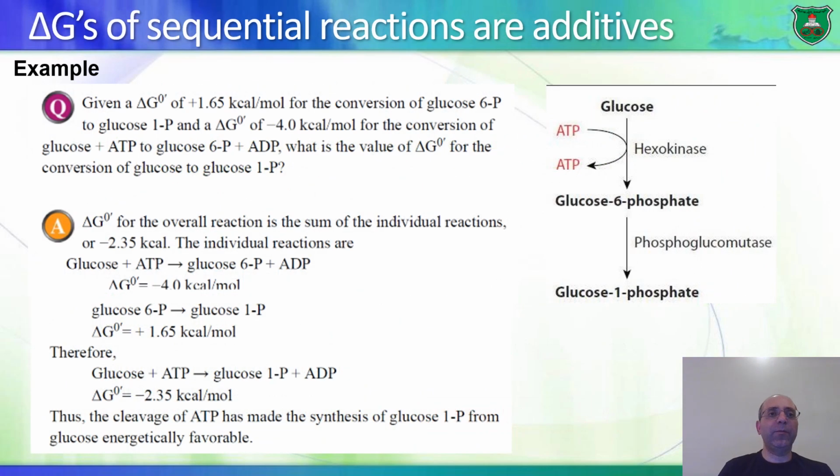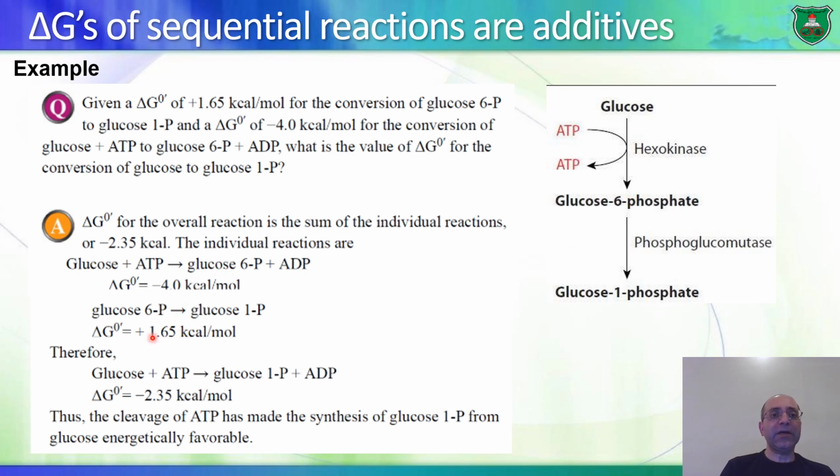Here's something important about delta G's of sequential reactions, and that is they are additive. What does that mean? It means that let's say that you have two reactions, glucose to glucose 6-phosphate, and a second reaction, glucose 6-phosphate to glucose 1-phosphate. The question is, what is the delta G of the reaction going from glucose to glucose 1-phosphate? Well, here you have two reactions. You have the first reaction, glucose to glucose 6-phosphate, and a second reaction, glucose 6-phosphate to glucose 1-phosphate.